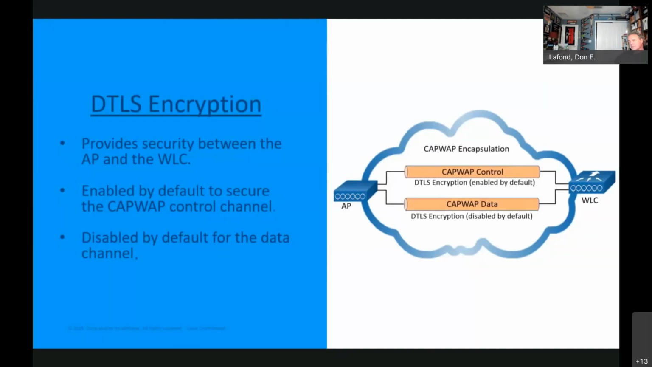However, data from the clients moving between an access point and the wireless LAN controller is not encrypted by default. Catwack data encryption is optional, and it would be enabled per access point. It requires a DTLS license to be installed on the wireless LAN controller prior to being enabled on an access point.